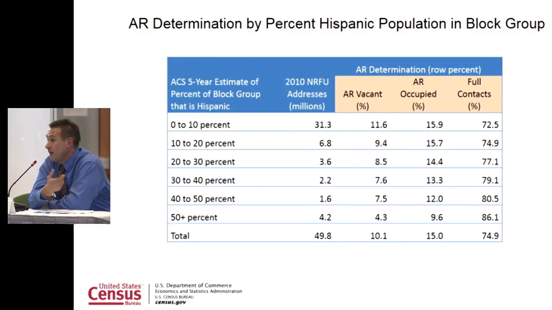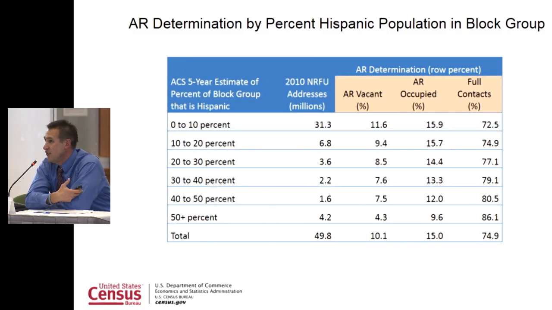So how do our administrative records determinations compare, with one of the research runs, which we ended up doing using 2010 data? What were the results of that? We're looking at based on the concentration of the Hispanic population in the block group. Each row shows the concentration, starting at 0 to 10%, all the way down to the bottom where 50% or more of the population is Hispanic.